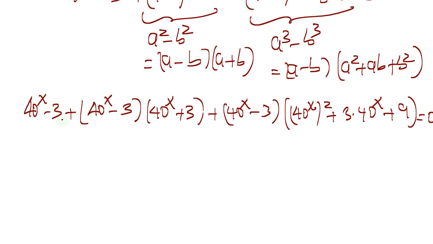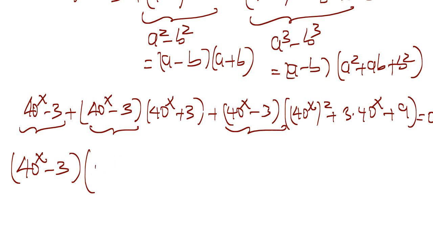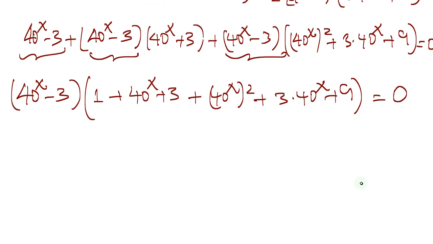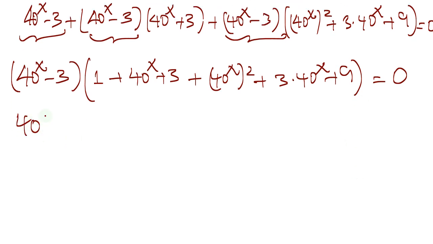Okay, so now we have that this one and this one are the same, so we're going to factor out 40 to the x minus 3, which will multiply 1 here, and then here we're going to have plus 40 to the x plus 3, plus 40 to the x squared plus 3 times 40 to the x plus 9, and then this is equal to 0. Okay, cool. And then from here we have that this is 40 to the x minus 3. Let's just organize these terms here. We're going to have 40 to the x.